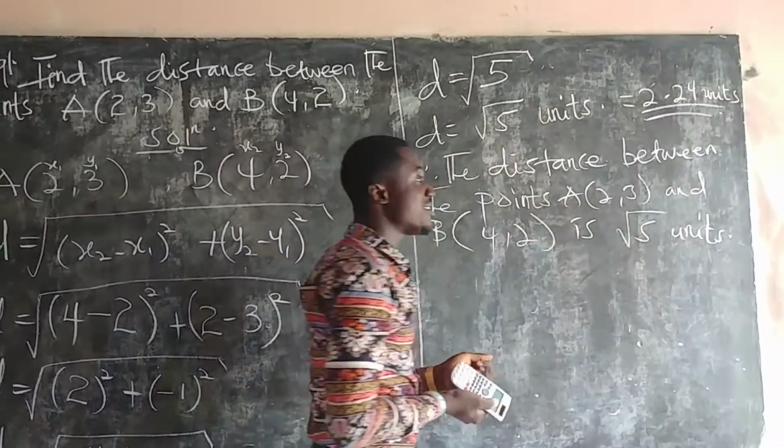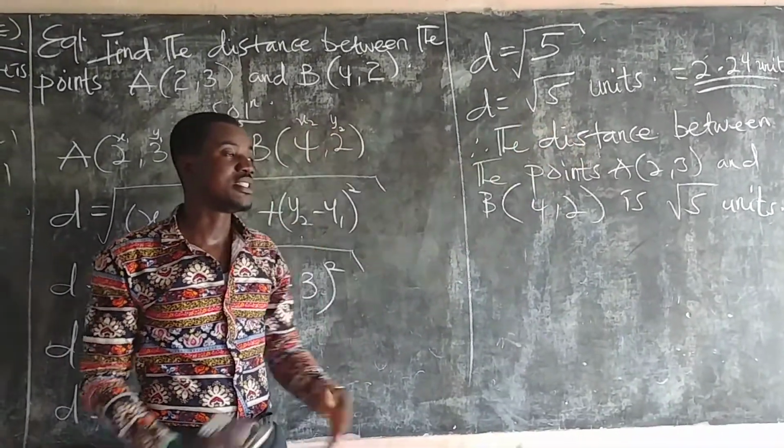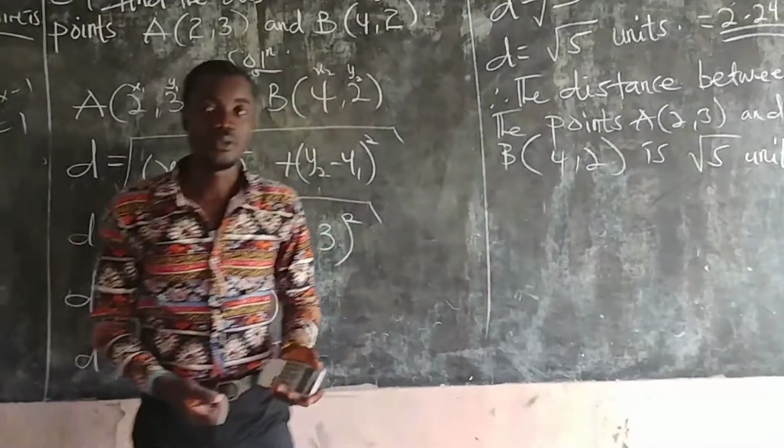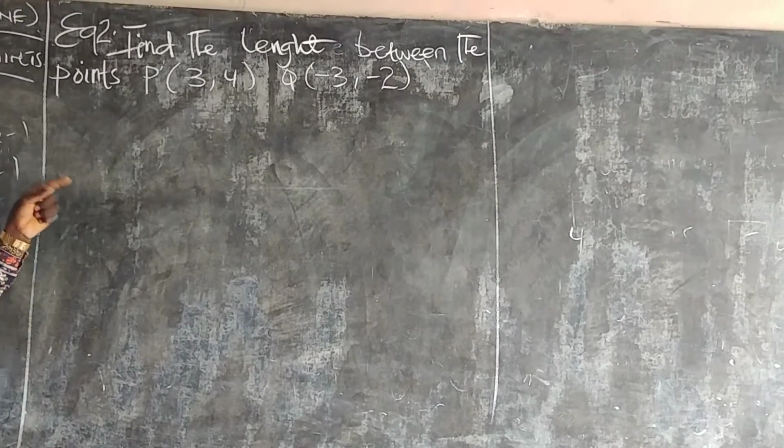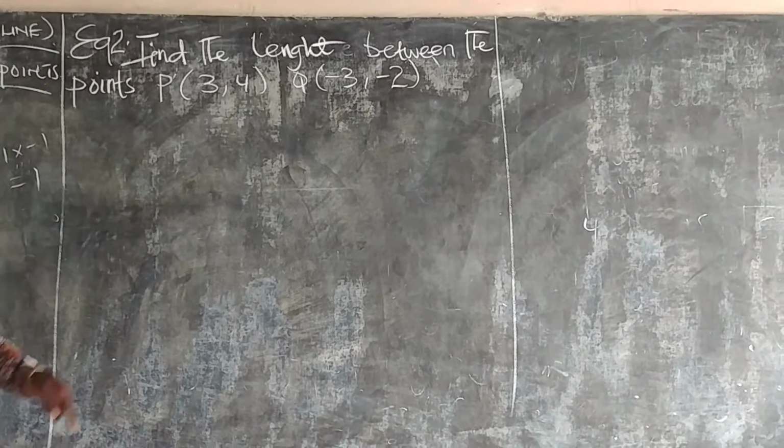You don't leave your answer in set 4. This is how you convert. Take your calculator and press that. Good. And between the point P (3, 4) and Q (-3, -2).